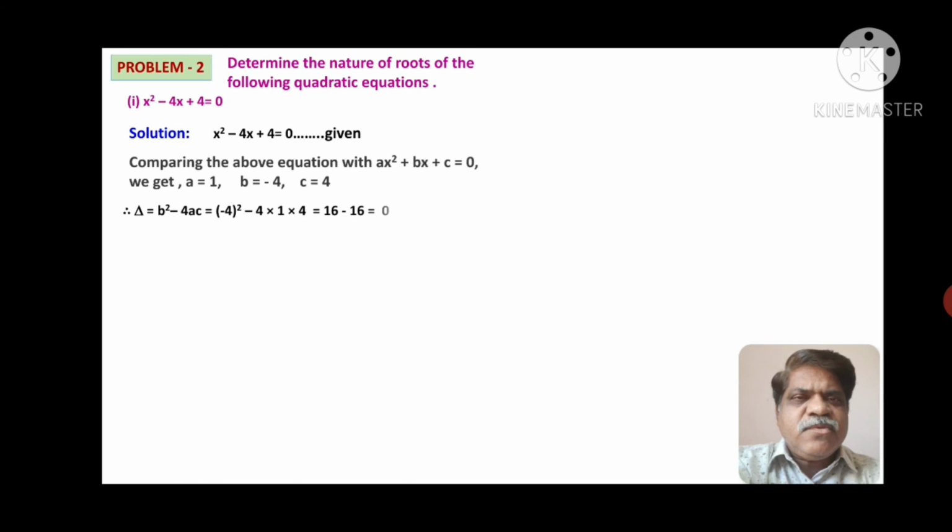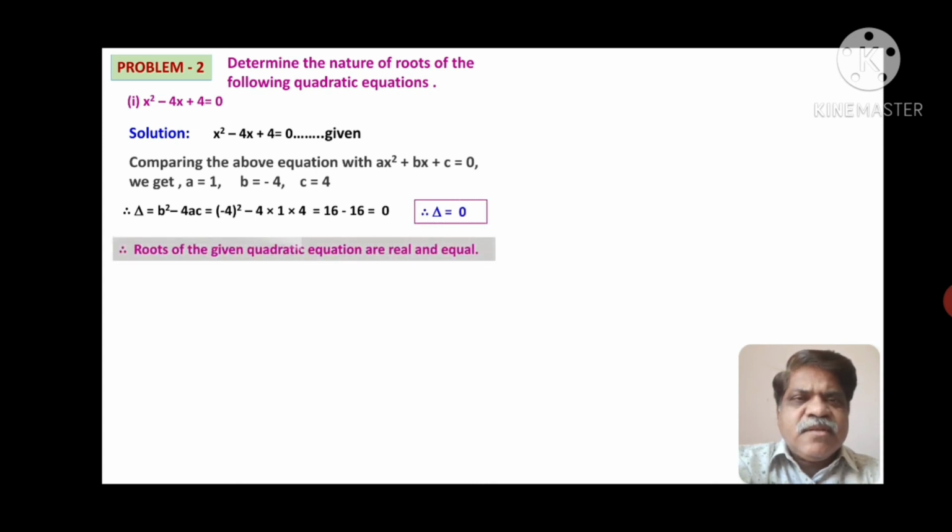Therefore, delta is equal to b square minus 4ac. Now, we will substitute the values. Minus 4 whole square minus 4 into 1 into 4, which is 16 minus 16, is equal to 0. Therefore, delta is equal to 0. Here, roots of the given quadratic equation are real and equal.